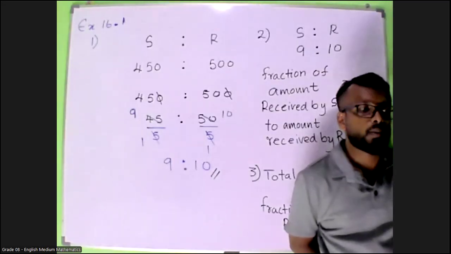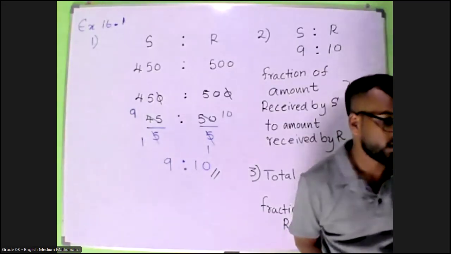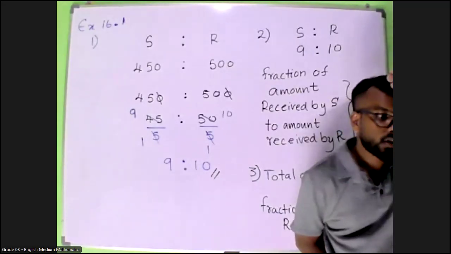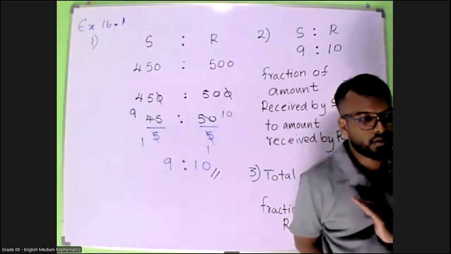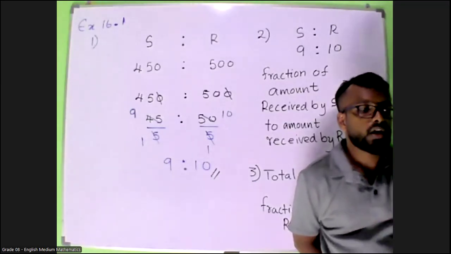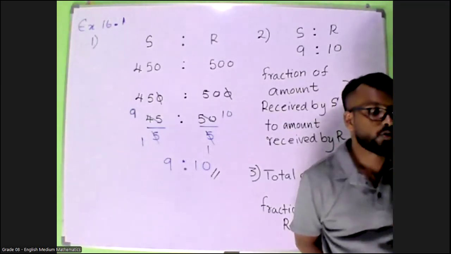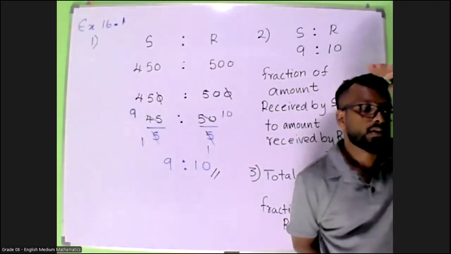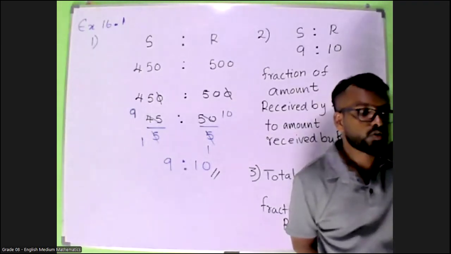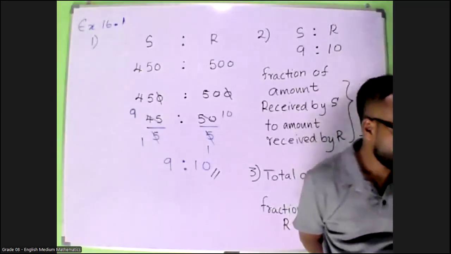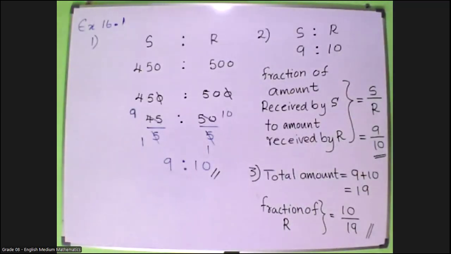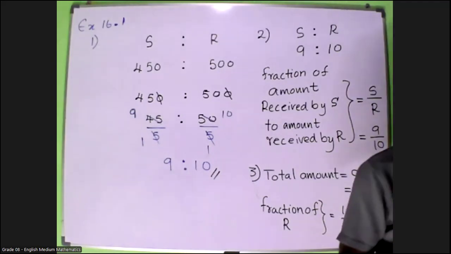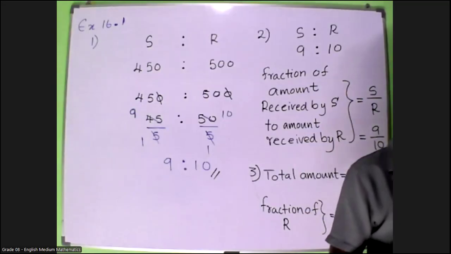And the same thing you have to apply for the third question as well. What fraction of the amount that C received is the amount that A received. So we are going to compare the shares of A to shares of C. So for the third one, you have to divide shares of A by shares of C.